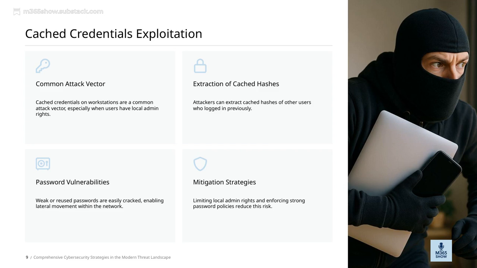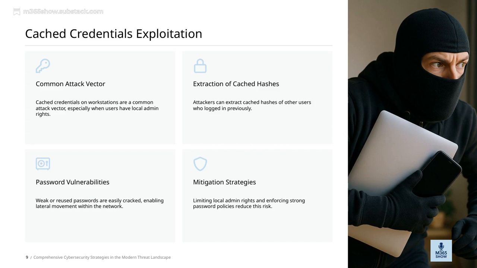Another key point here is the extraction of cached hashes. Attackers can pull these cached credentials from workstations, especially when users have local admin rights, making it easier for them to access accounts without needing to crack passwords directly.